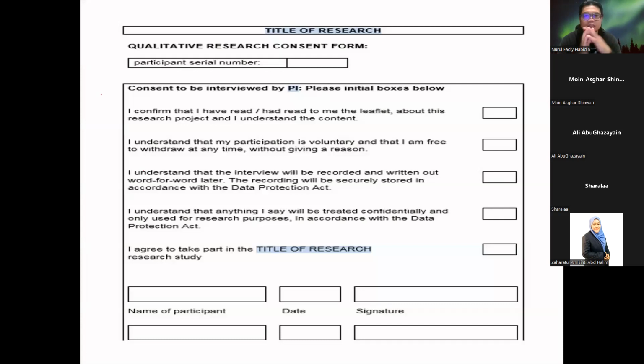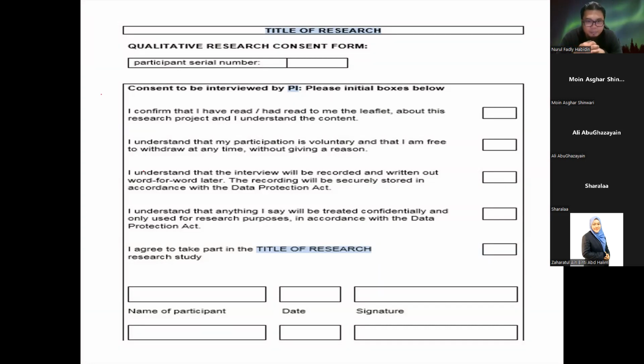Okay, this is some of the consent form. Because our university does not prepare this consent form, you also need to prepare it for your set of interviews. Okay, I confirm that I have read the information leaflet about the research project. I understand the content. This is what the participant needs to state.